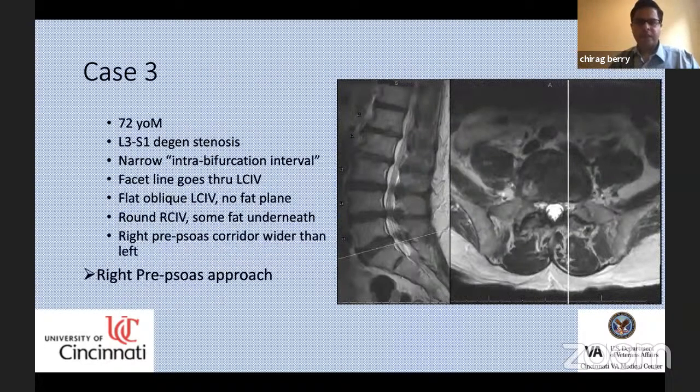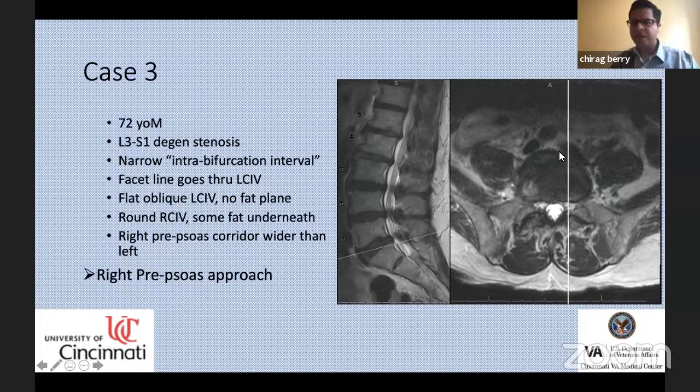This is the third case, a 72-year-old gentleman. He has degenerative stenosis at all the levels, but most severe between L3 to S1. If you look at his L5S1 axial section, he hardly has any intra-bifurcation interval. The facet line was going through the left common iliac vein, which is flat and oblique. So any approach from the left side would have been challenging here.